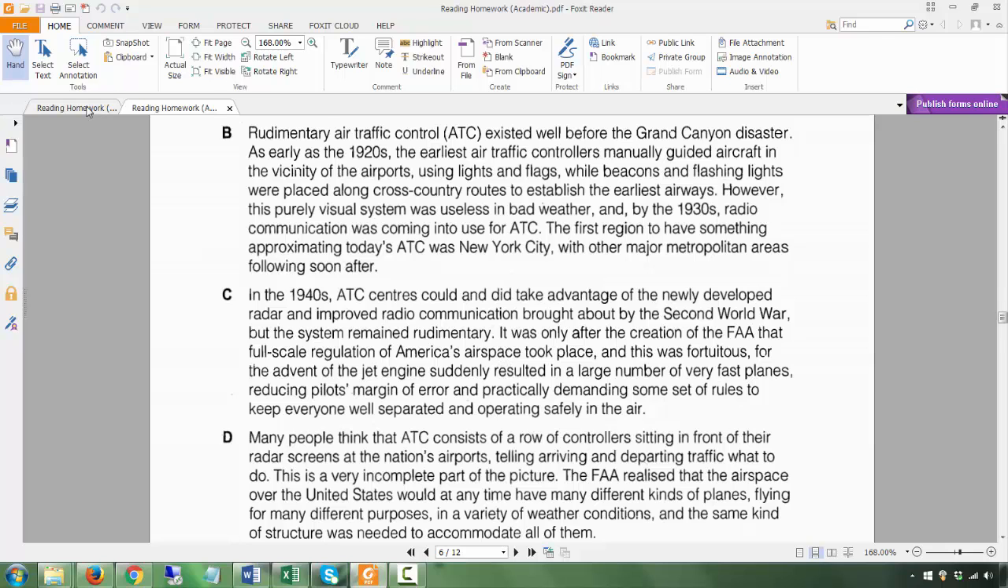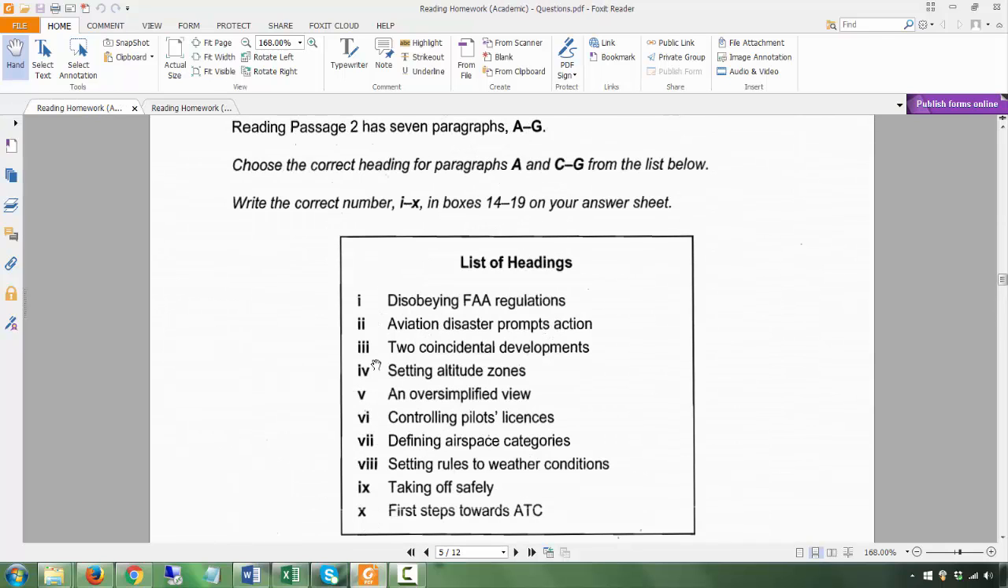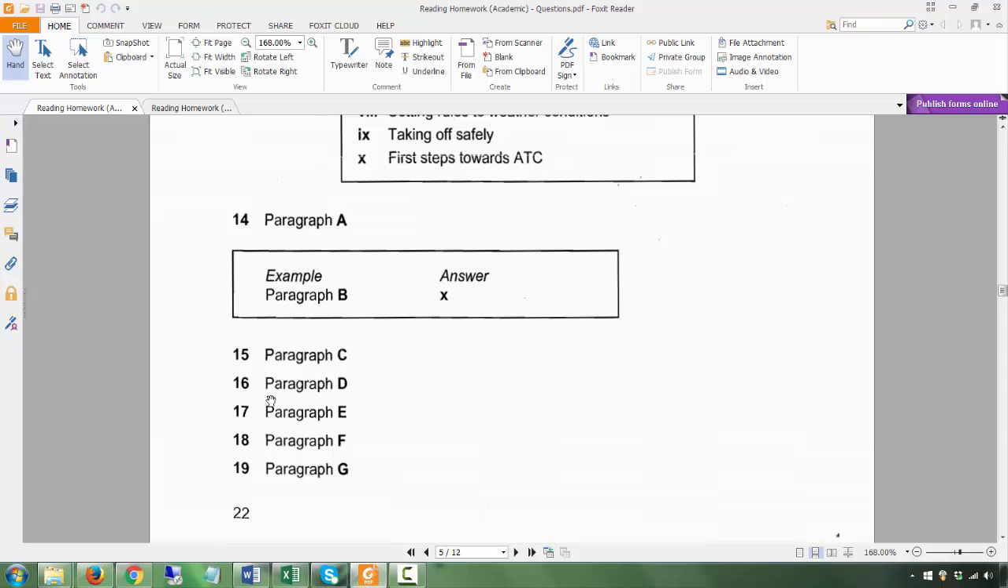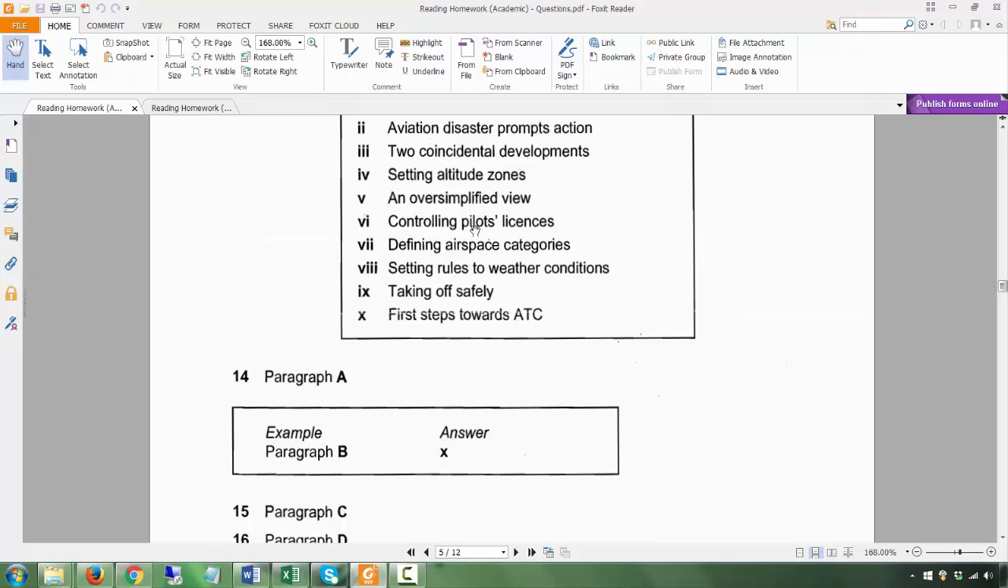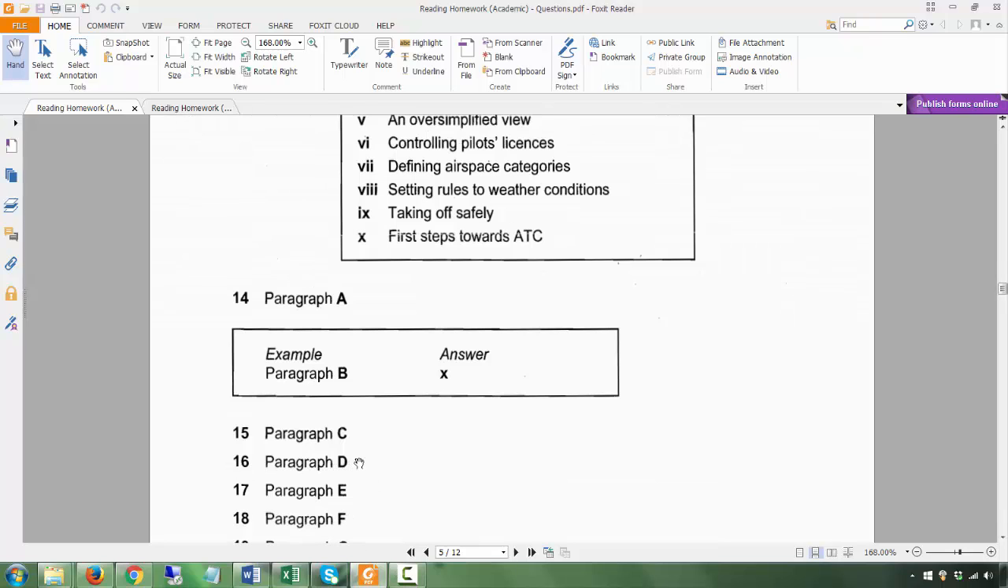Next. Paragraph D, the answer will be 5, an oversimplified view. Okay, oversimplified. You make it seem so simple. All right, it's actually more complicated than that. And the answer would be, that's in paragraph D. The answer is oversimplified view.